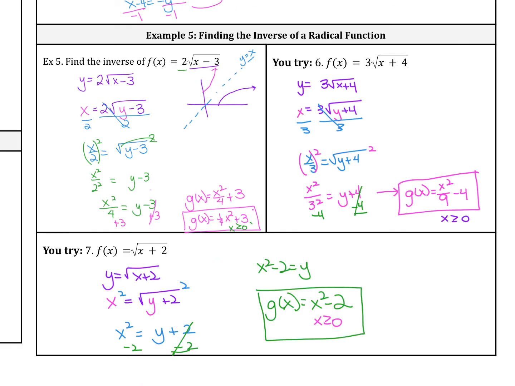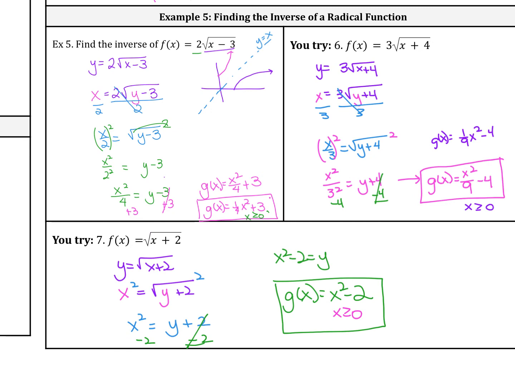All right, if you tried this out, the first example was just like the one on the left. You would get x squared over 9 minus 4, or you could write 1 over 9 x squared minus 4, is the g of x, and then just say that x has to be greater than or equal to 0. For number 7, after we change f of x to y and switch the roles, we square both sides. Then we have x squared equals y plus 2. Then we find that we have g of x equals x squared minus 2. And again, just taking the positive, x is greater than or equal to 0.